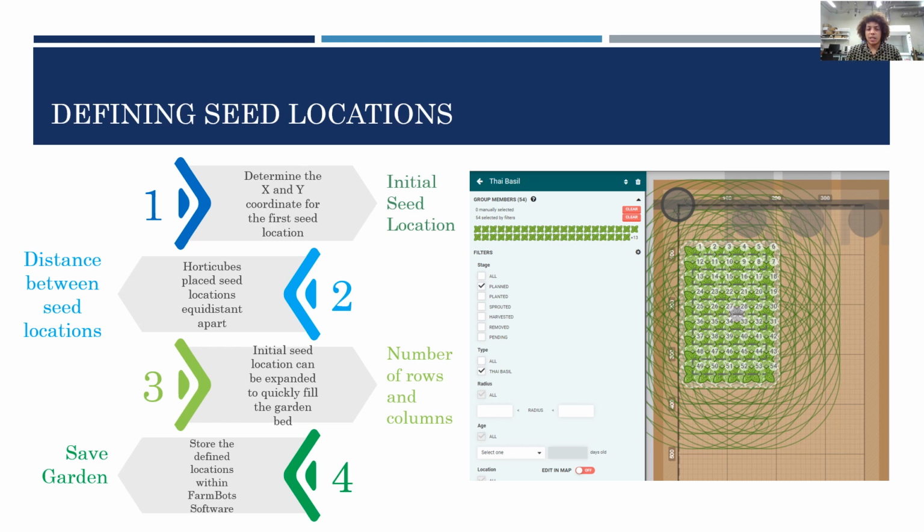With the horticube pods inside the tub, there consist of 9 rows and 6 columns, all equidistant apart. Inputting this information in the garden creation module, the garden layout was allowed to be properly filled to match the FarmBot's garden bed. This was then saved as the Thai basil group for easy operation execution.